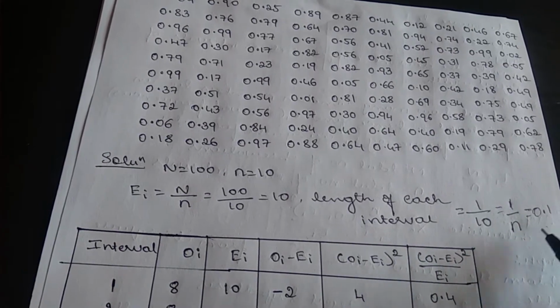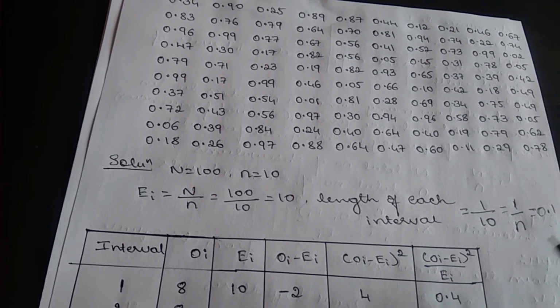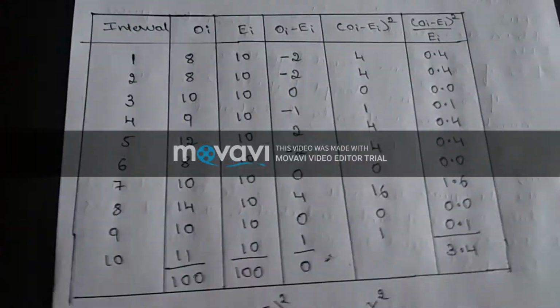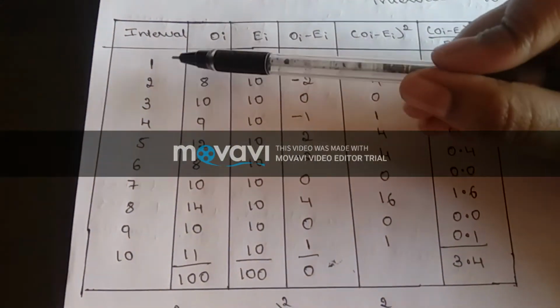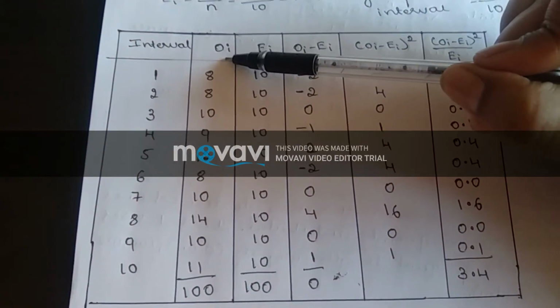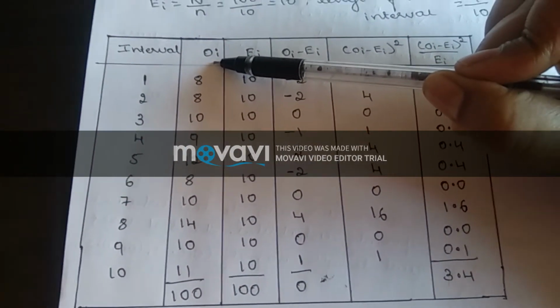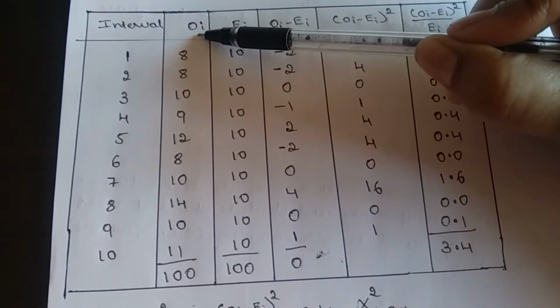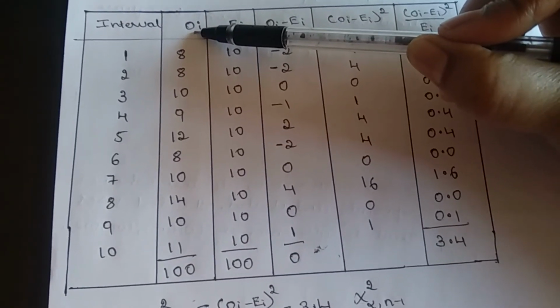The length of each interval should be 0.1. That is 0 to 0.1, 0.1 to 0.2, like that it will vary. Now let me come to the table. See here, in the question they have given 10 intervals, so 1 to 10, and OI. This is the main thing in this problem. You have to see OI. What is this OI? It is the observed frequency.